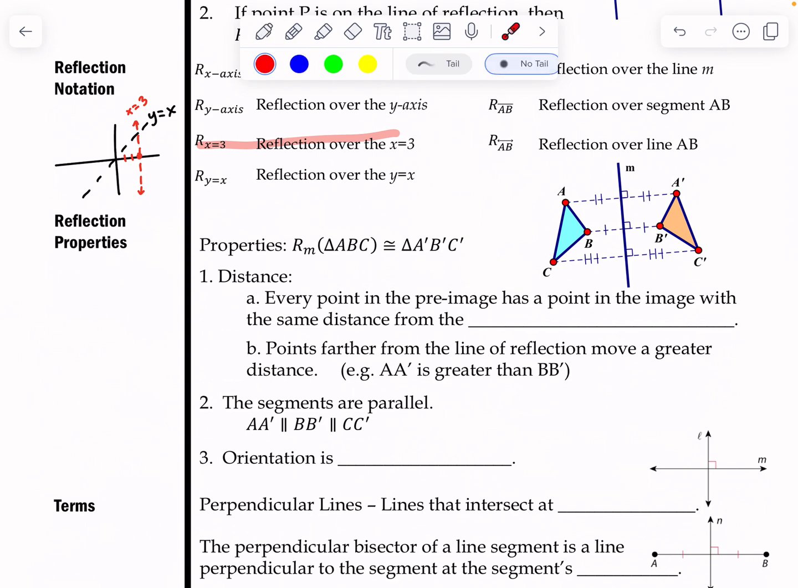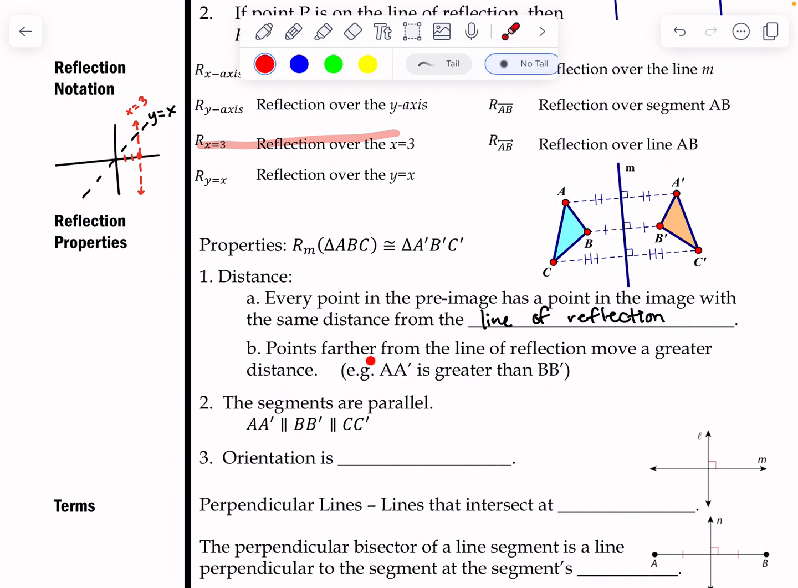So we're saying that if we reflect something from line M, in this case right here, that triangle ABC is congruent to triangle A prime, B prime, C prime, and we can see that here. First thing we're going to fill out is 1A. So every point on the preimage has a point in the image with the same distance from what we call the line of reflection. Later in this unit, we'll talk about line of symmetry. That just means left side looks like the right side, and that is true here.